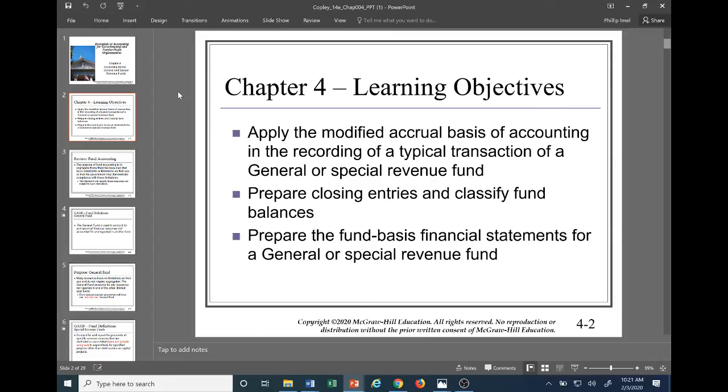Just as a review, if funds are encumbered at the year end, which fund is it going to be accounted for in, and what classification of fund balances will it be if there's encumbered funds at the end of the accounting period? Encumbered funds are in the general fund and they're assigned. Right, absolutely. Good job. And lastly, we're going to prepare the fund basis financial statements for a general or special revenue fund. So those are going to be our learning objectives.